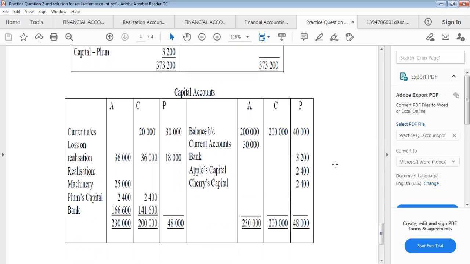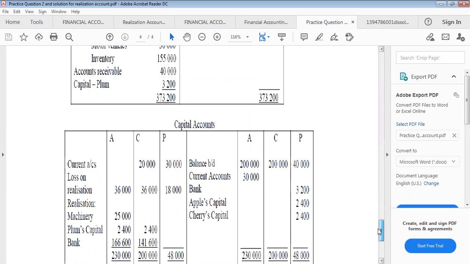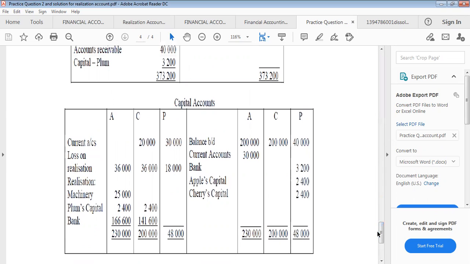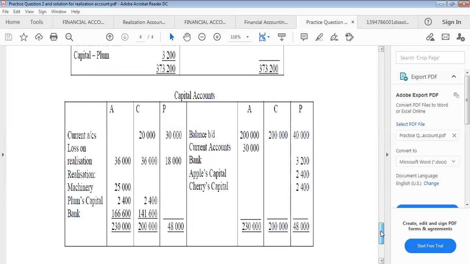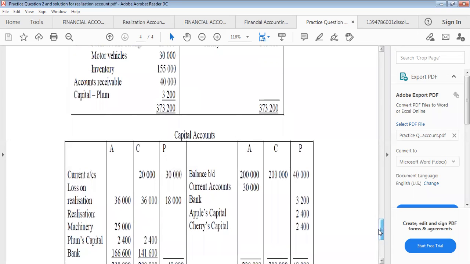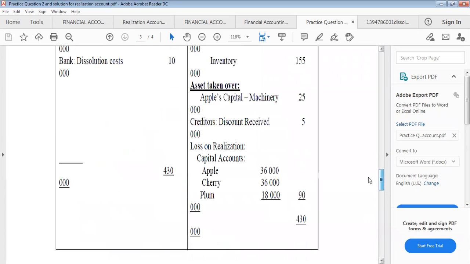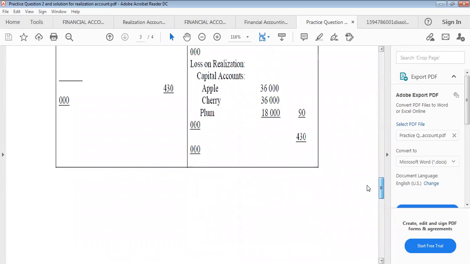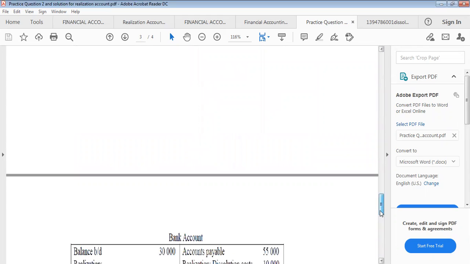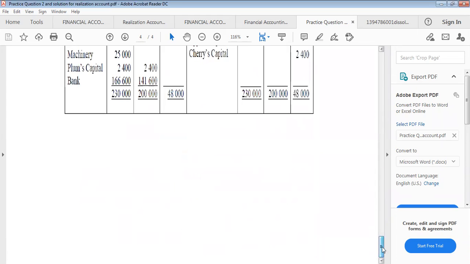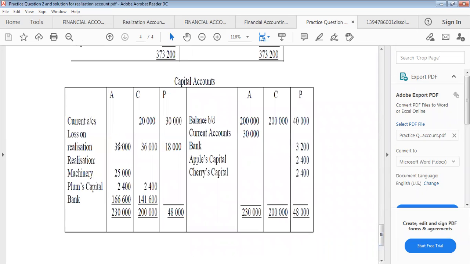All right, next thing you look at now is the loss on realization. I said that you should debit the capital account, right? So it was 32 and 16. So you write in your loss on realization: 32 for Apple, 32 for Cherry, and 16 for Plum.